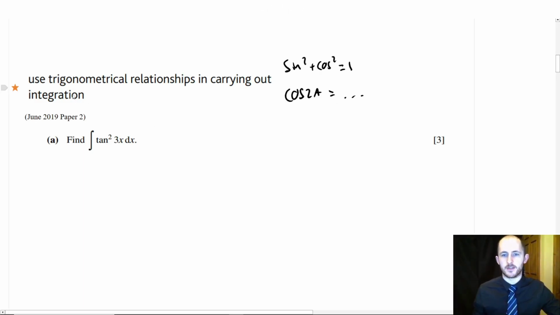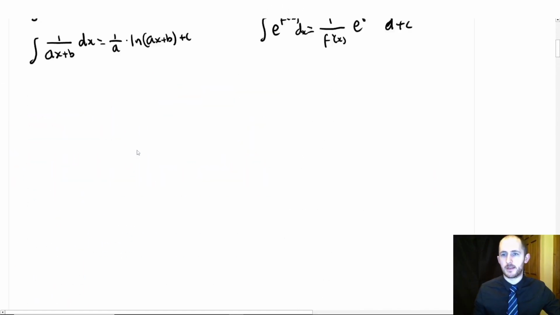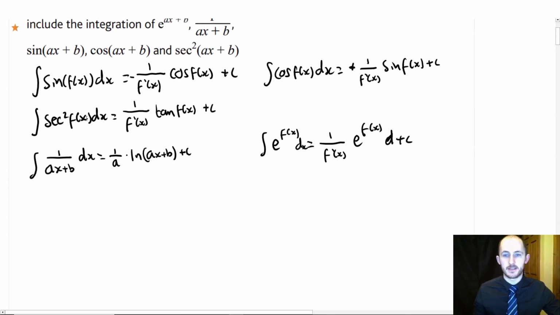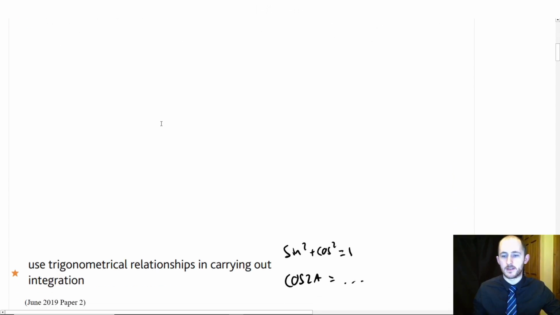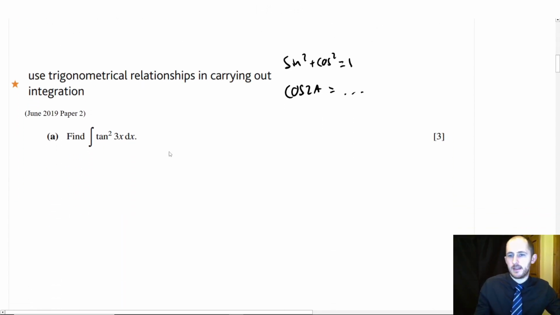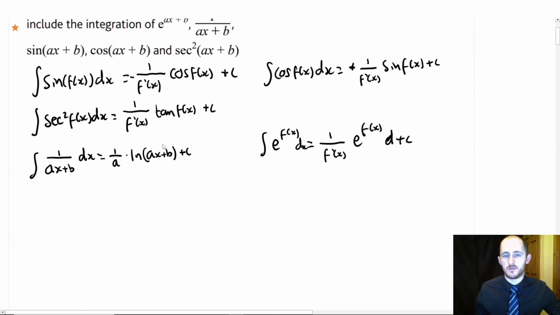So we have an example question here from the June 2019 paper. Find the integral of tan squared 3x. Well, if I look back at my answers, I don't have tan squared here. And it's not in your spec, right? You can't integrate that. So instead, I need to think, okay, I need to change this into something else. So I could change it into sine squared and cos squared, but we don't know how to integrate cos squared and sine squared. But we do know how to integrate sec squared, so how can I change it?